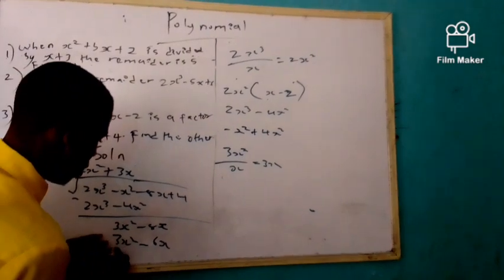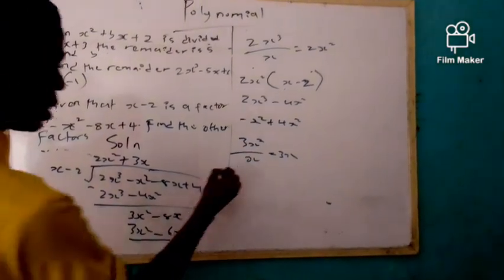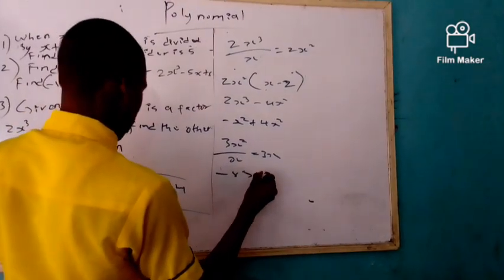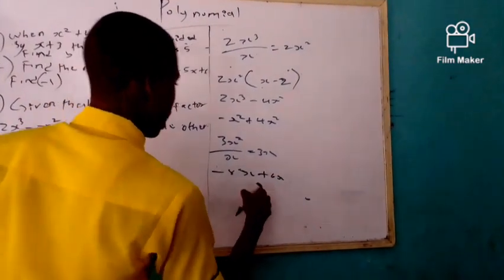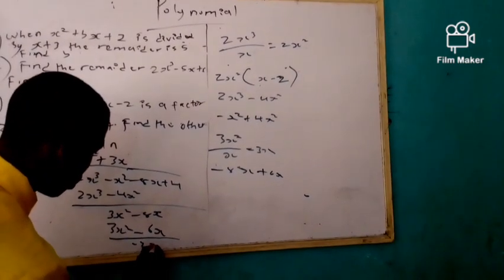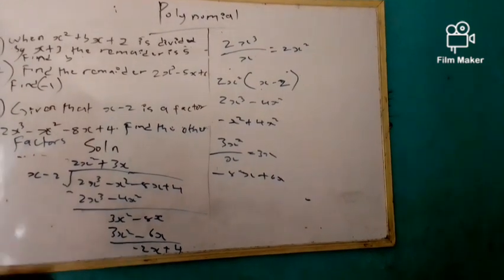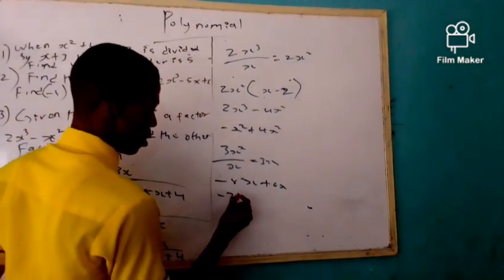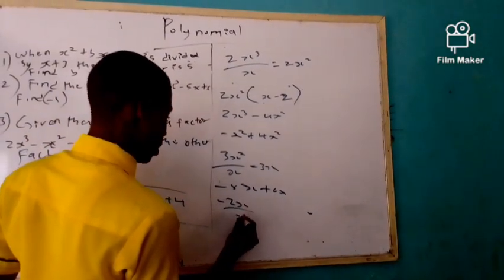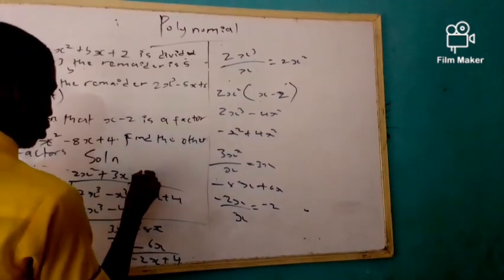Here, what will I have left? I will have minus 8x plus 6x. The answer will be minus 2x, right? I have minus 2x plus 4. You bring this 4 down. So looking at this now, I'll say minus 2x divided by x. The answer is minus 2, right? So I'll say minus 2.